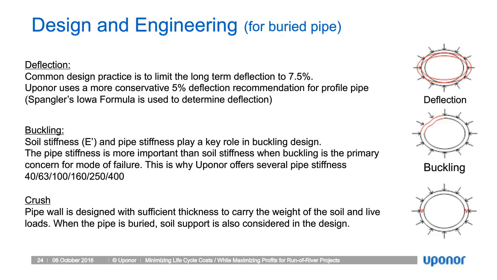Buckling, taking a look at the soil stiffness into consideration. Pipe stiffness is more important than the soil stiffness when buckling is primary. And this is why, when we take a look at the buckling side, Uponor, or the Waylite, is manufactured or produced with several ring stiffnesses in which to address different buckling requirements. And lastly, crush: the pipe wall is designed with sufficient thickness. Again, we have varying ring stiffnesses or different pipe profiles which we could take a look at to address crush design requirements.